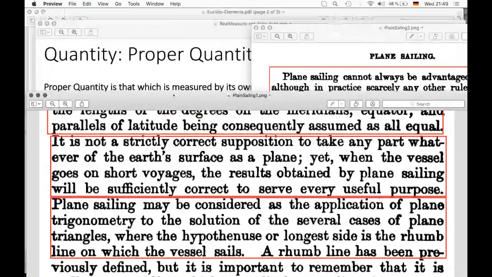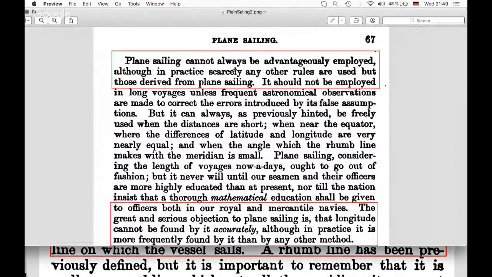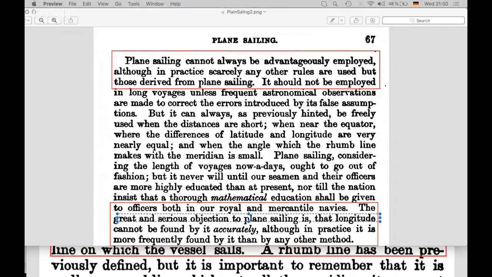There's one other that I think is important. It says here, plain sailing cannot always be advantageously employed, although in practice scarcely any other rules are used but those derived from plain sailing. The great and serious objection to plain sailing is that longitude cannot be found by it accurately, although in practice it is more frequently found by it than by any other method. So, just to make clear, we can talk about all these other things all we want, Dale. For all practical purposes, everybody uses planar geometry and plain sailing.